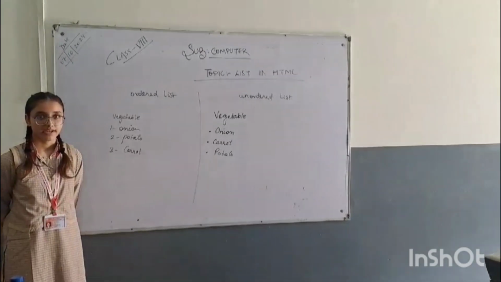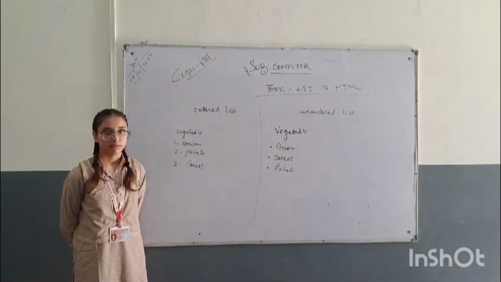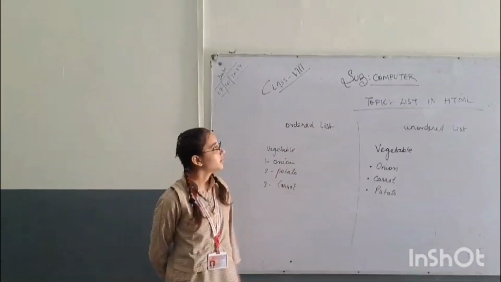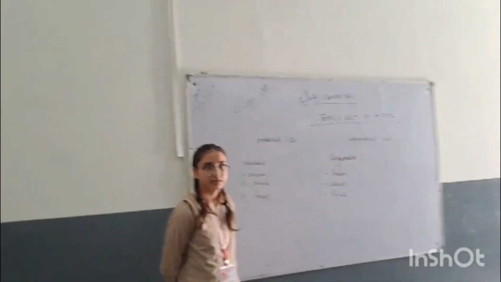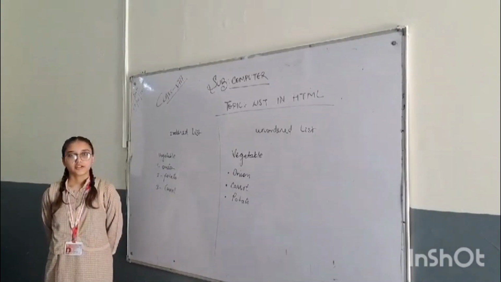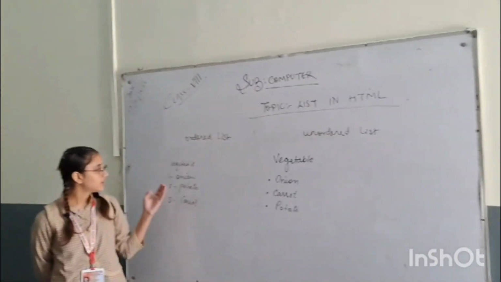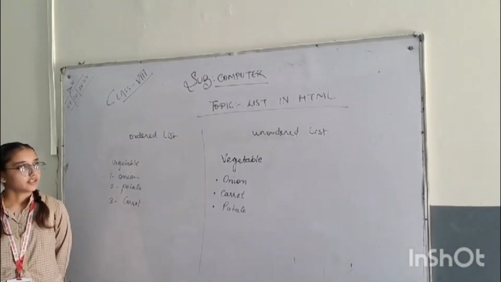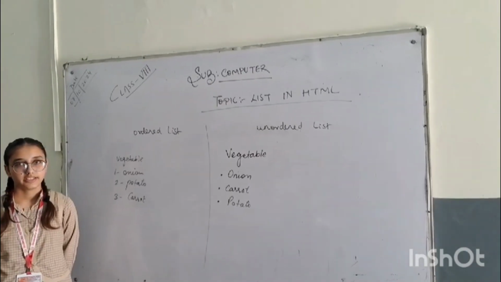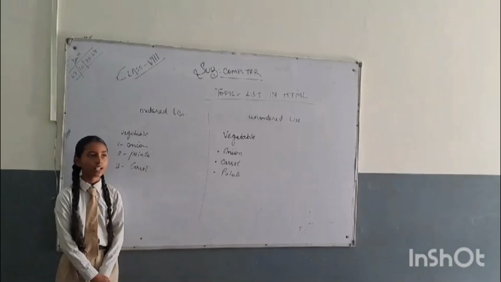Good morning everyone. Myself Manvi Jyoti, studying in Shamford Future School, Amroha, from class 8. Today I am here to explain you the topic of computer, list in HTML. There are two types of lists. Ordered list. An ordered list is a number of items which have a serial. For example, onion, potato, carrot. Unordered list. An unordered list is a number of items which do not have a serial. For example, onion, carrot, potato. Thank you.